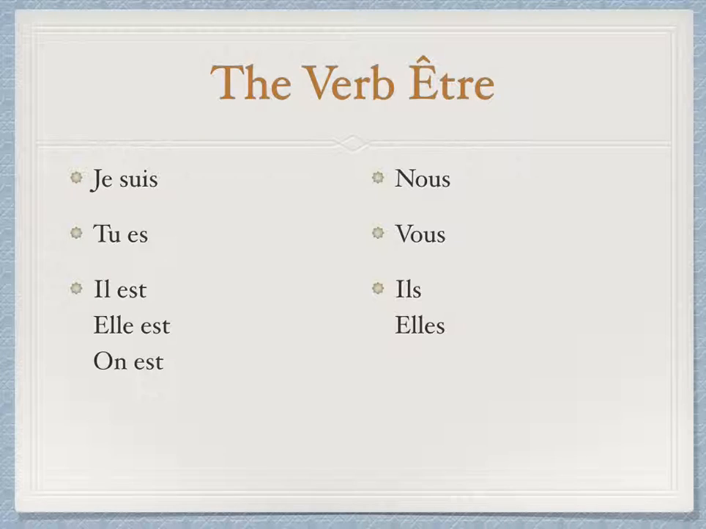In the plural column then, we have nous sommes. Nous sommes. We are. Nous sommes. Vous êtes. Because êtes begins with a vowel, we have to form a liaison there. Vous êtes. You are. Formal and or plural. Vous êtes. And then ils, elles sont. Ils sont, elles sont. They are.